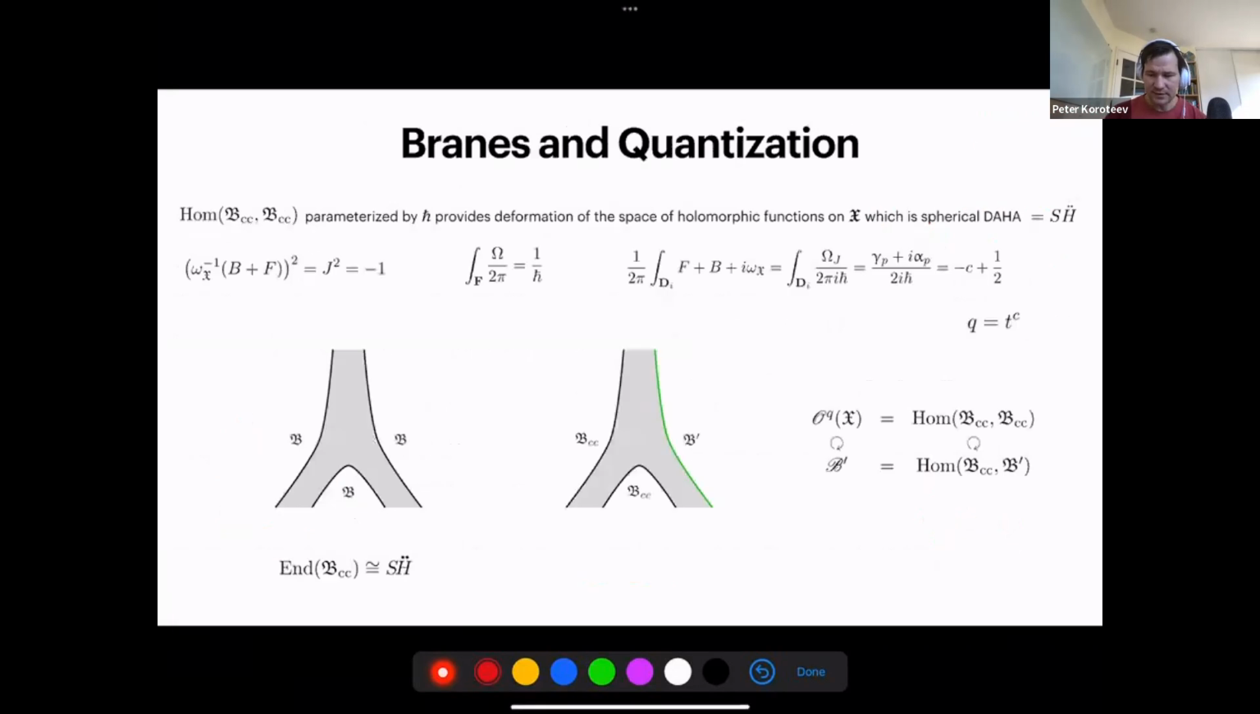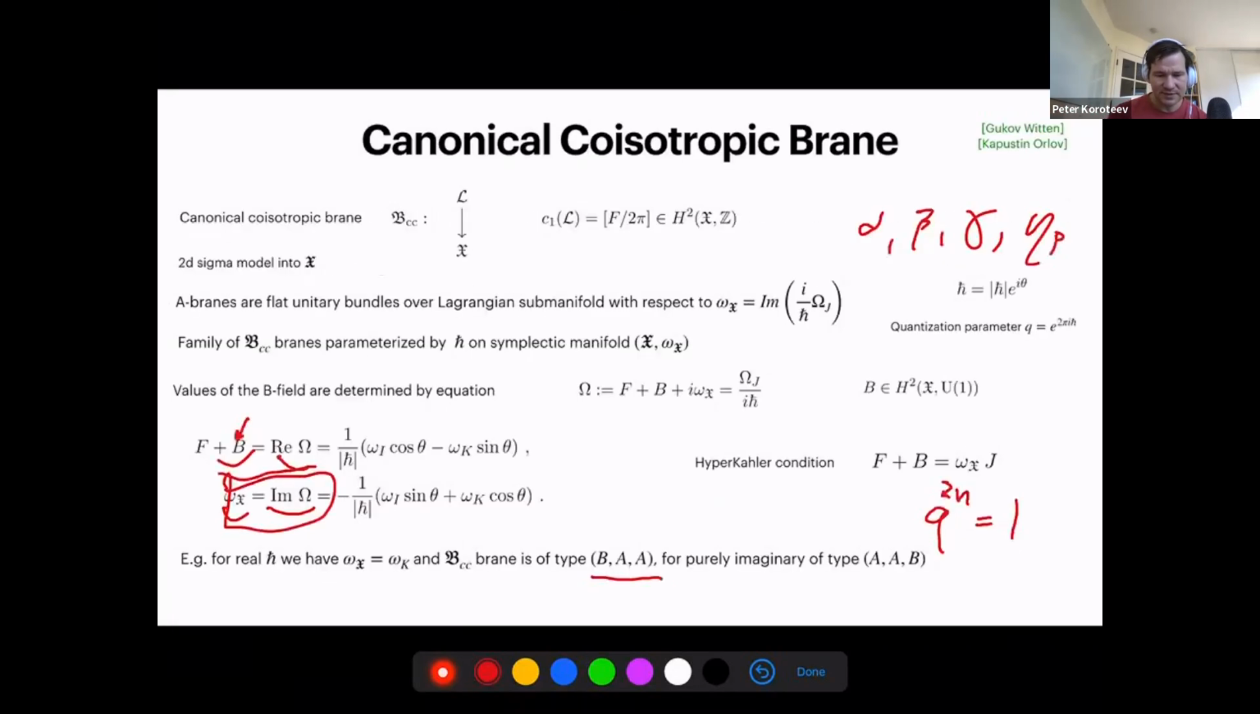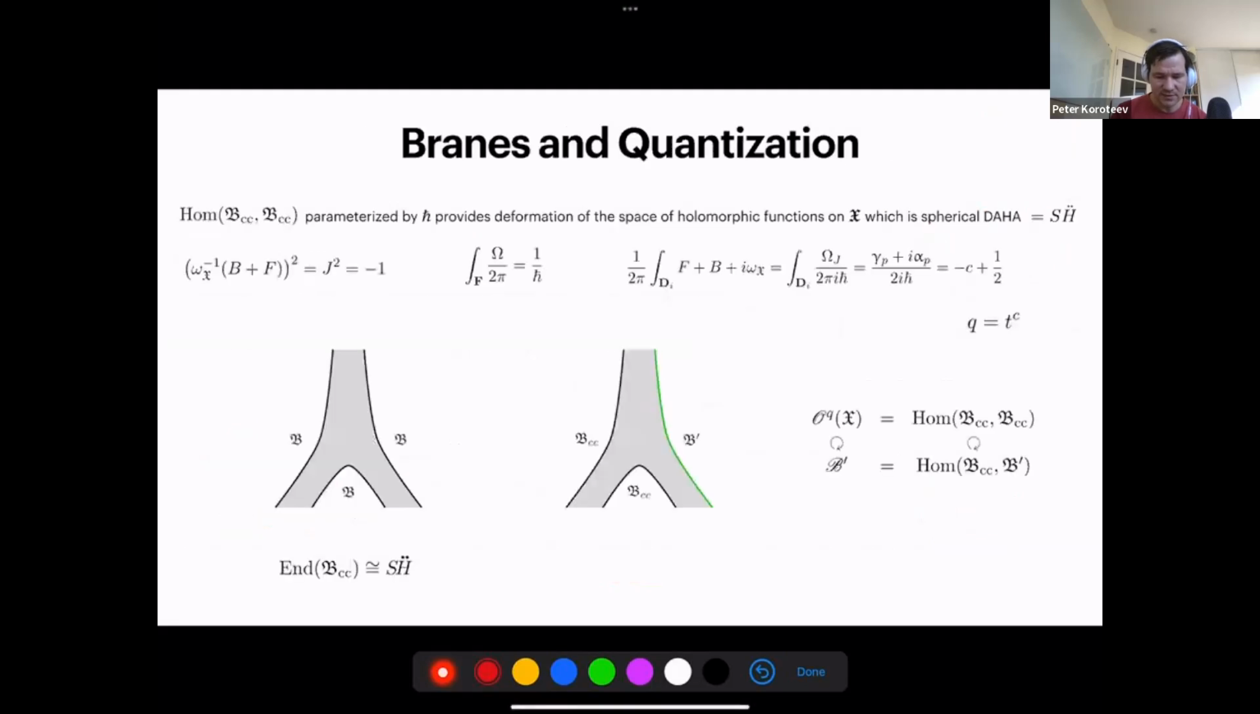Okay, so now, because the BCC brane is a bundle over the whole X, the space of BCC strings, or space of endomorphisms of this bundle, is associated with the algebra itself. This space of Hom BCC, parameterized by h-bar, as shown before, provides the deformation in a space of holomorphic functions on S, which will be the algebra itself. So Hom BCC is the spherical DAHA, and then the space of representations Hom BCC B prime, where B prime is Lagrangian, right?